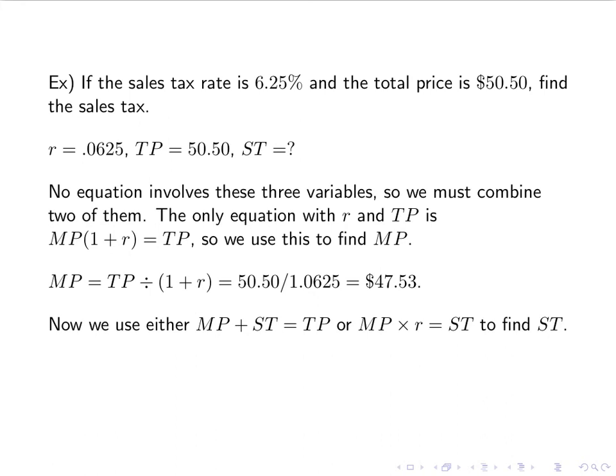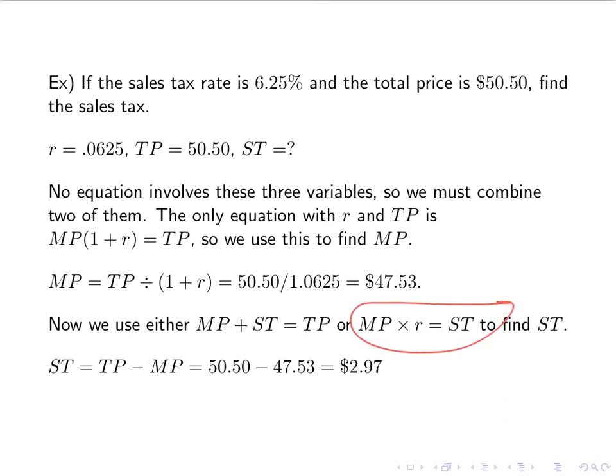So again, we have two options. They're both equally easy. They're both one-step problems. I'm going to do this one because I like subtraction better than division. So the sales tax is going to be the total price minus the marked price. Plug in our numbers, and we get $2.97. If I had used this equation, I'd get the exact same answer. It could be slightly off because this one was rounded, but I did it out on my calculator and you're still getting $2.97. Okay, so you can use either one.